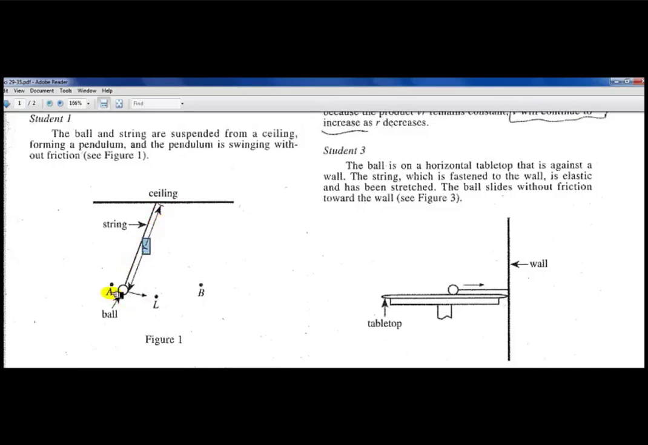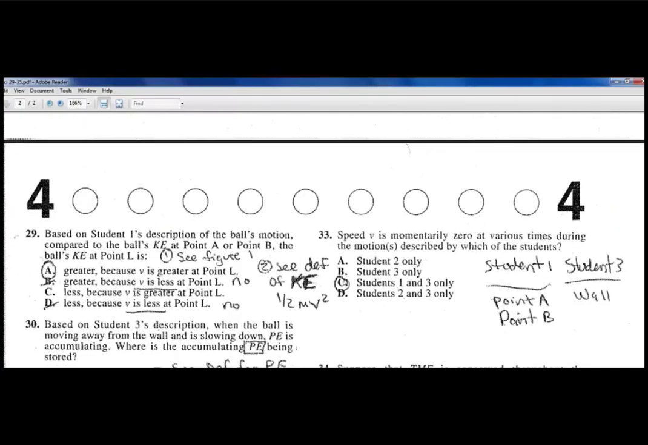Does the velocity, when you go from here to here, increase? The velocity will increase. It's like going down a hill. So V will be increasing. Now we're going to be going uphill to point B, so the velocity will be decreasing, simply looking at the figure. Now let's go back into the answer choices and see what we have.